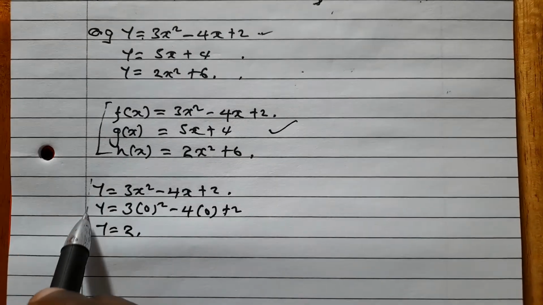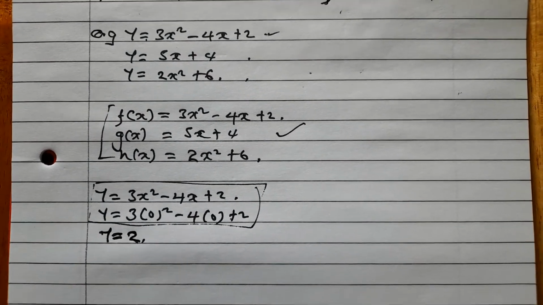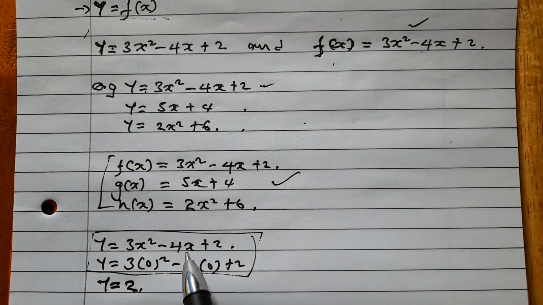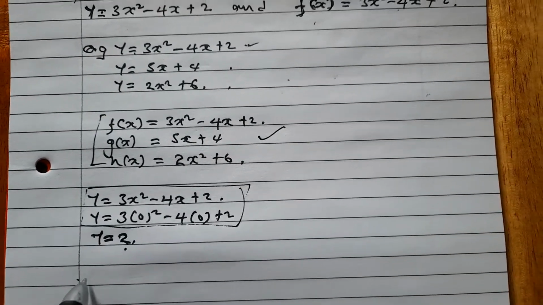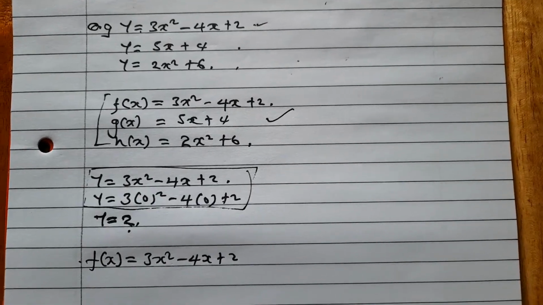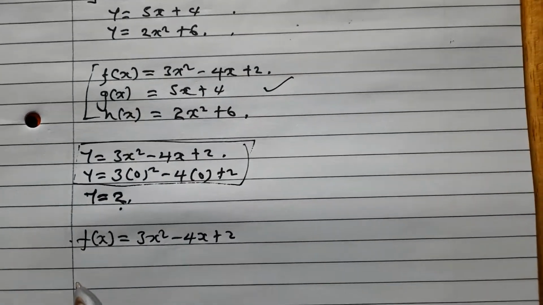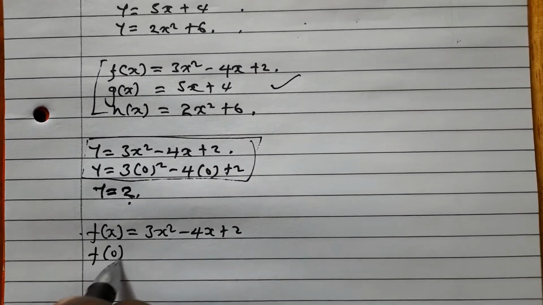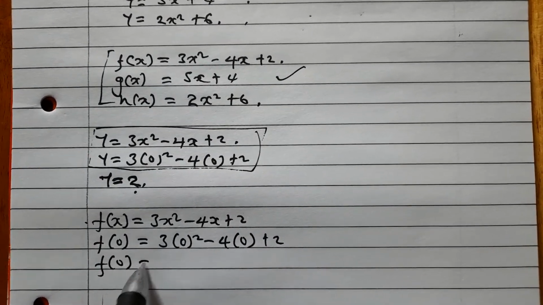So assuming we don't have this part here, we only have y equals 2. Will we be able to tell what value of x was actually substituted in the original function to give us y equals 2? No, we won't be able. But what if we use this notation, f of x equals 3x squared minus 4x plus 2? If I want to find the value of f of x when x is 0, we will call it f at 0, we substitute in 0 whenever we have x. So f at 0 equals 3 into 0 squared minus 4 into 0 plus 2, and f at 0 will be 2.